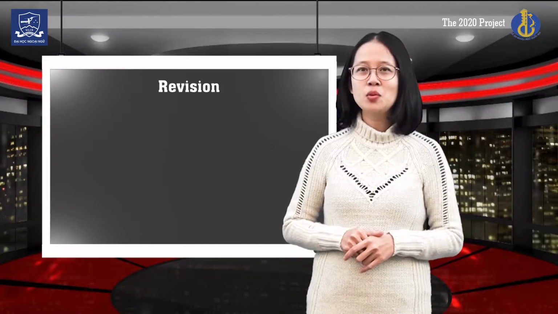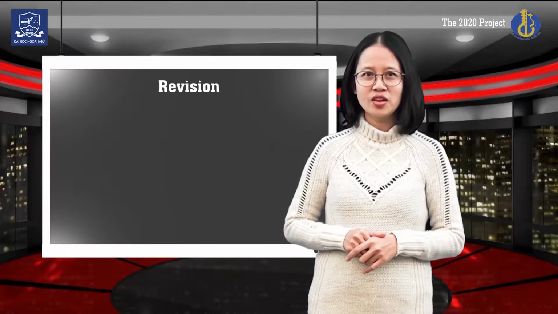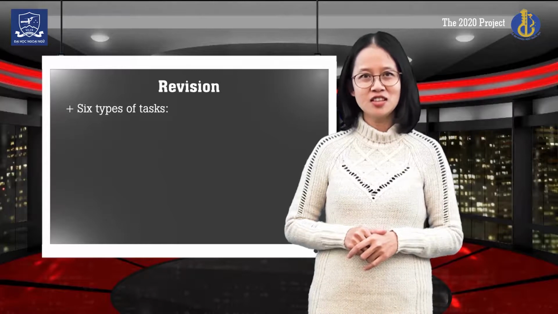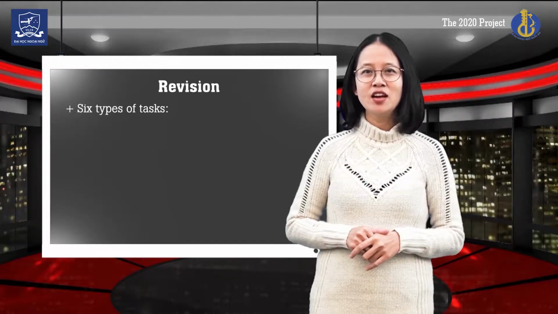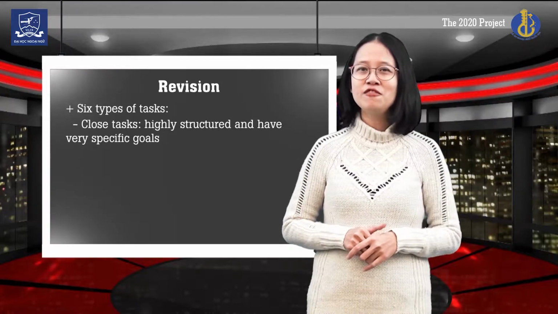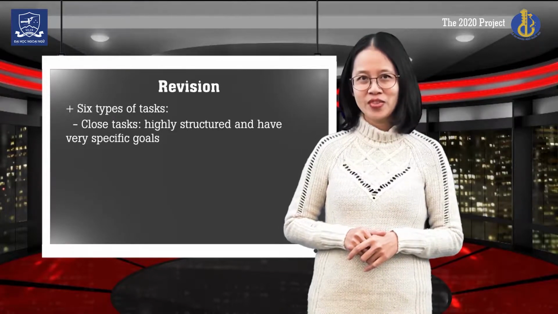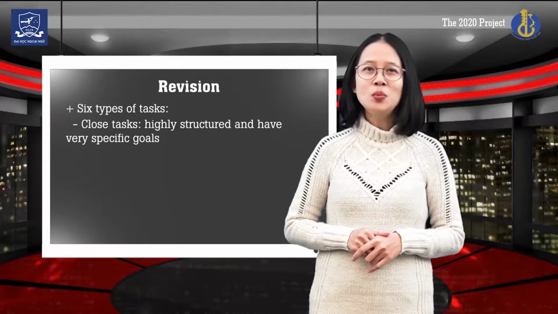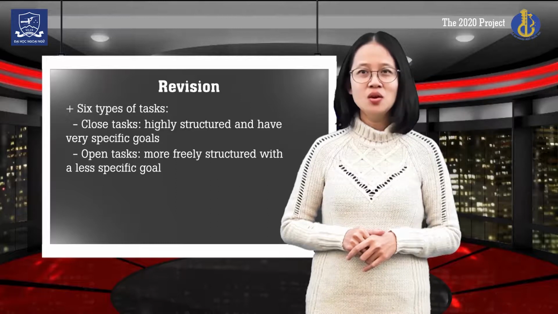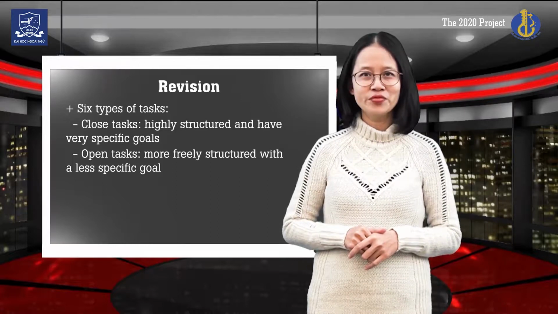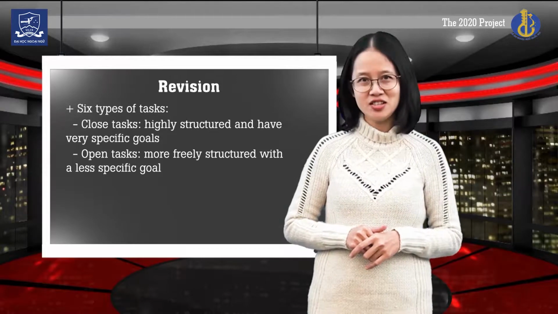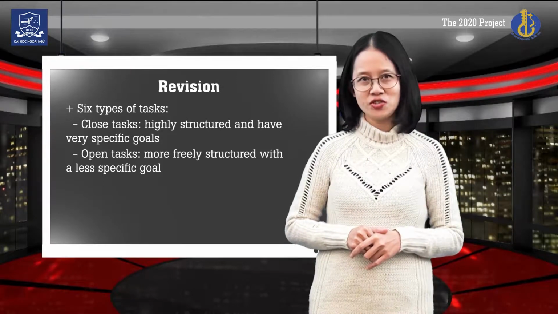As classified by Willis 1996, there are 6 main types of tasks divided into closed tasks and open tasks. Closed tasks are those that are highly structured and have very specific goals. On the other hand, open tasks are those tasks that are more freely structured with a less specific goal. For example, comparing memories of childhood journeys or exchanging anecdotes on a theme.